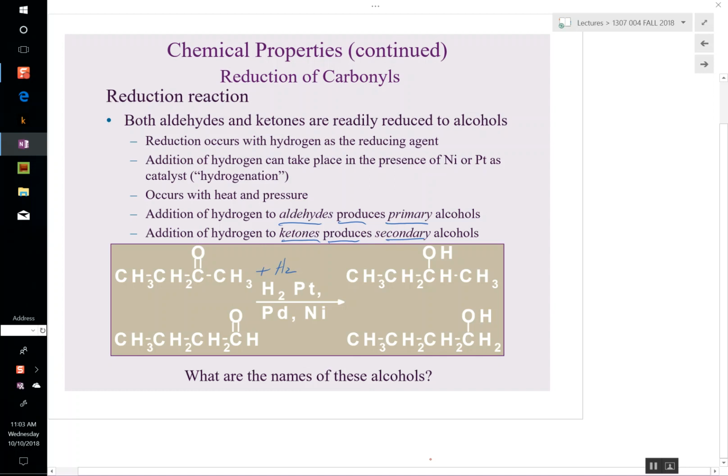Here's where we left off. Reduction of aldehydes and ketones, which produces alcohols. Primary and secondary alcohols.